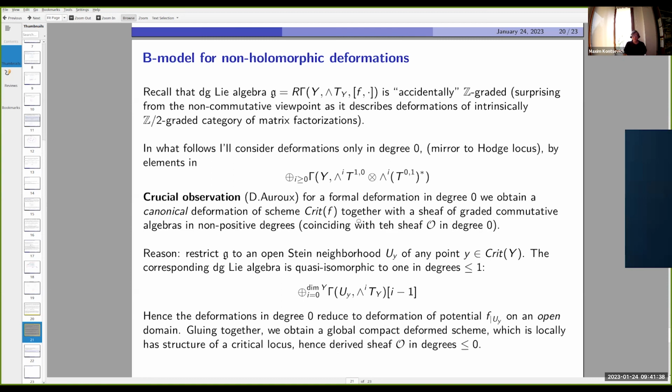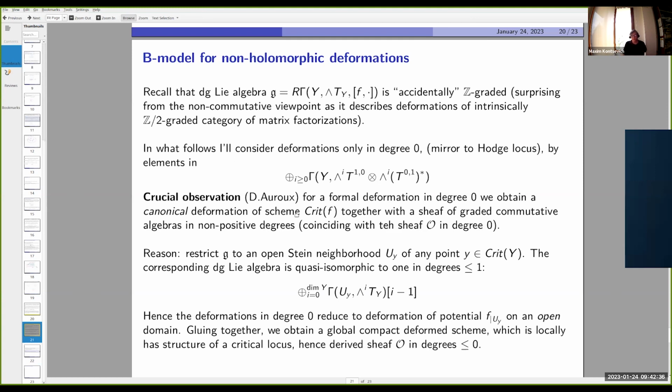And the picture is the following. We have this DG algebra, and it's actually functorial for open embeddings. If you consider any open domain U, we can map a solution of the Markov equation in the larger algebra to a solution of the Markov equation in the smaller algebra. And let's consider an arbitrary open Stein neighborhood of a point of the critical locus, because outside of the critical locus nothing corresponds. This is constructible. So if we restrict to an open Stein neighborhood, then the algebra of the Stein neighborhood sits in negative degrees, 0 and 1, but nothing in positive degrees, degrees strictly bigger than 1.